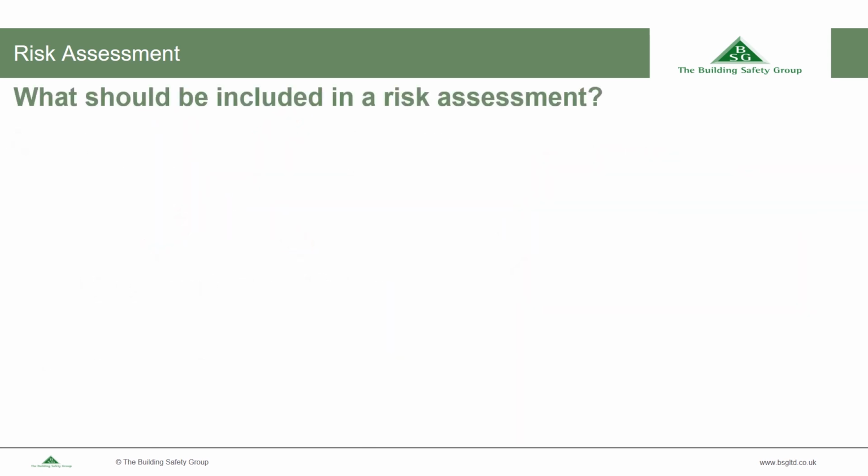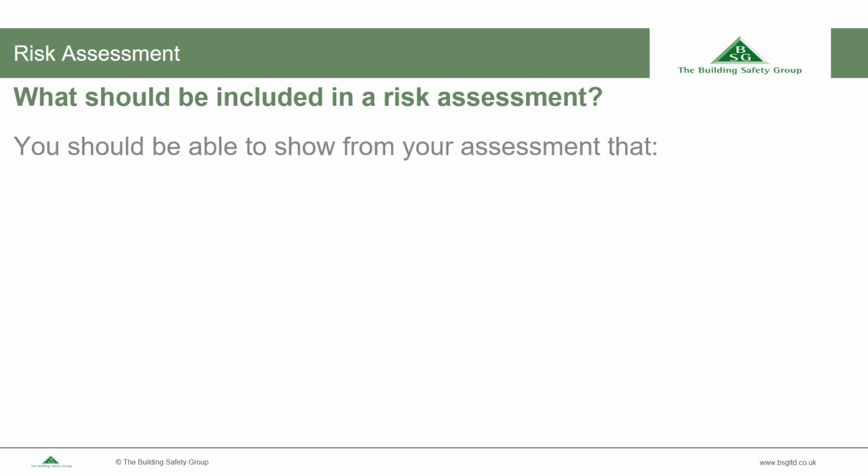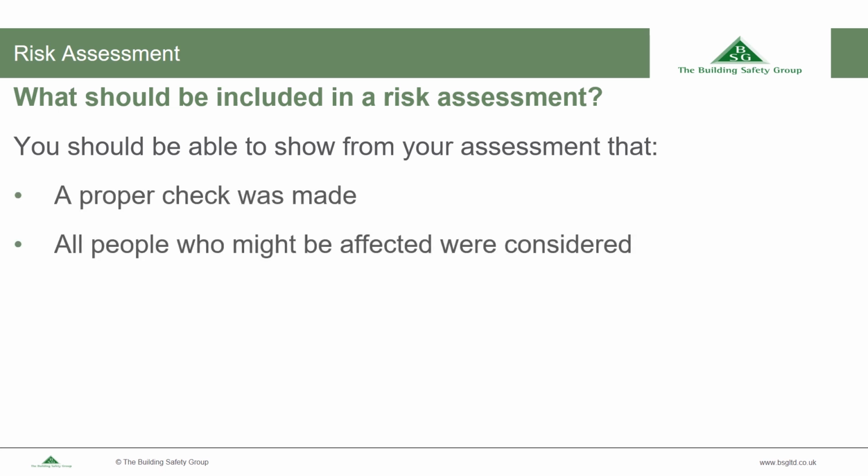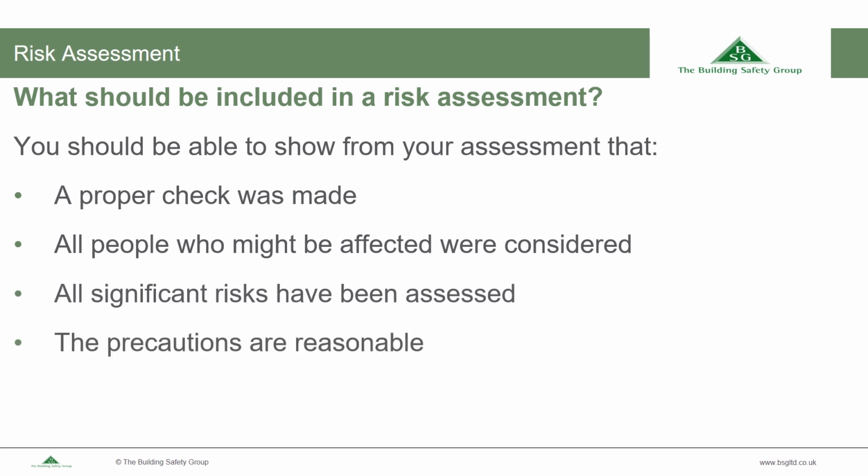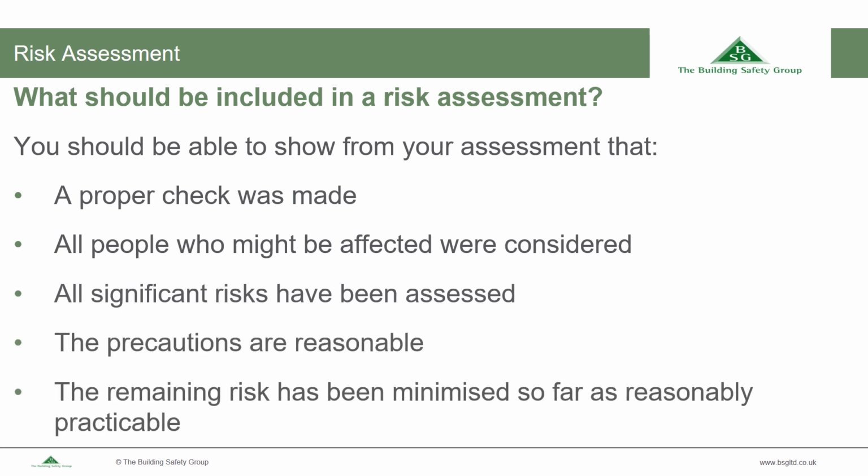What must be included in an assessment? Your risk assessment should include consideration of what in your business might cause harm and how, and the people it may be affected. It should take into account any controls which are already in place and identify what, if any, further controls are required. You should be able to show from your assessment that a proper check was made, all the people who may be affected were considered, all significant risks have been assessed, and the precautions you've taken are reasonable, and the remaining risk has been minimised so far as is reasonably practicable.